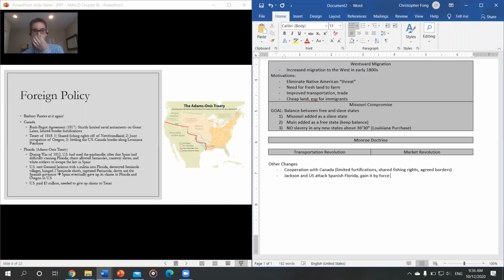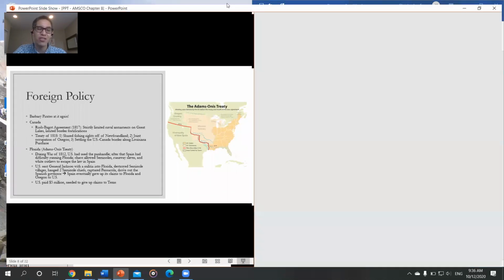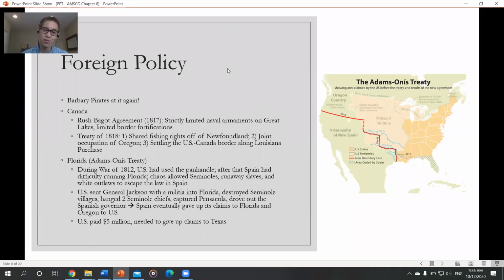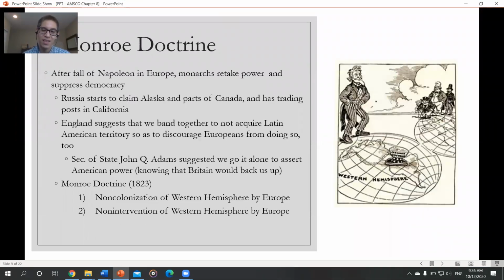Something like that. So Jackson and the US attack Spanish Florida and they gain it by force. So again, seeing some different relationships with our neighbors to the north versus our neighbors to the south. The big foreign policy change is what's known as the Monroe Doctrine, though, named after, obviously, President James Monroe.